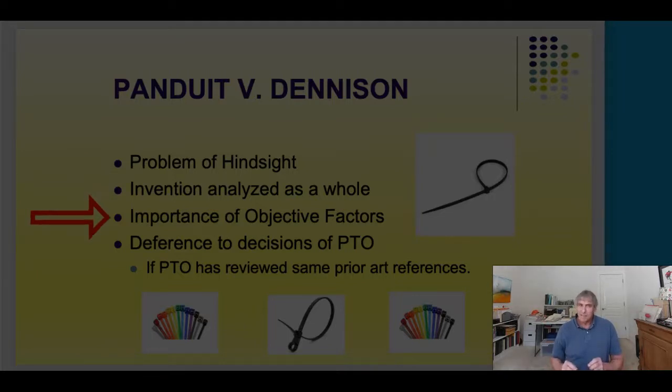In this case, the Federal Circuit also illustrated the importance of objective evidence to prove that an invention is not obvious. The following factors certainly helped to persuade the court that Panduit's invention met the standard.